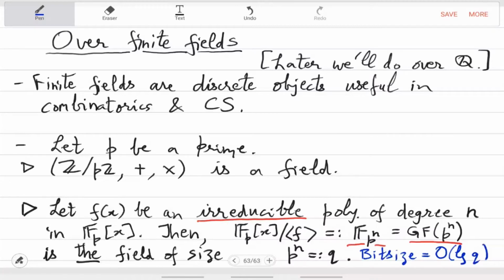Also, what is the structure of F_p^n over F_p? It is a vector space. It's a field extension, hence it's also a vector space. And how many basis elements are there? N basis elements are there, right? So that is another way to represent an element in this field.